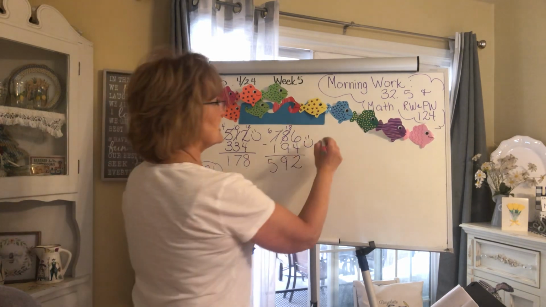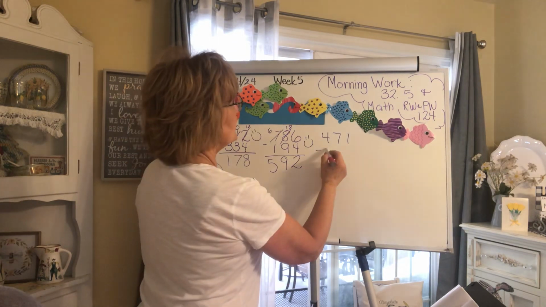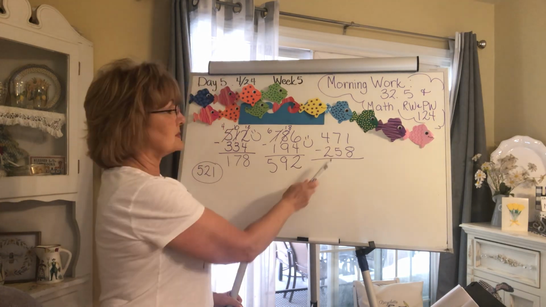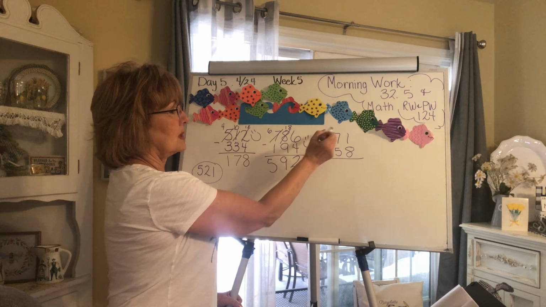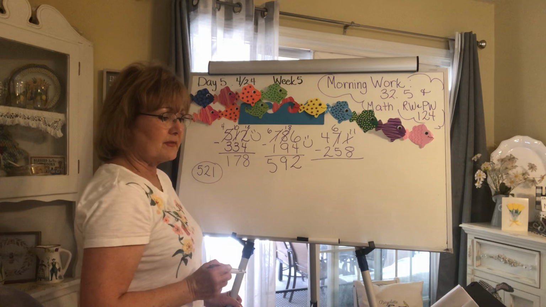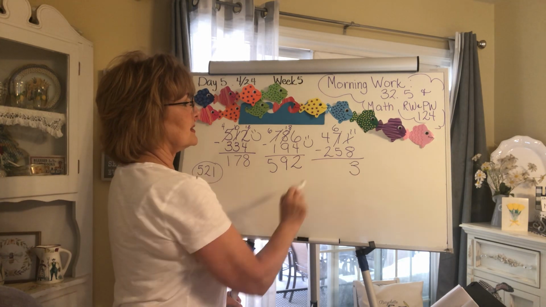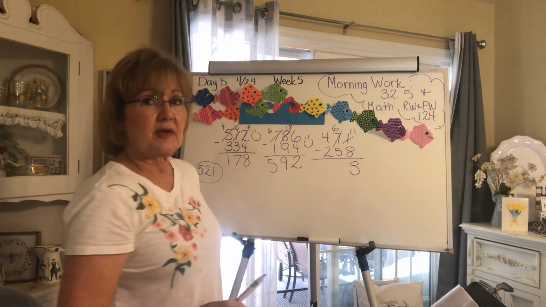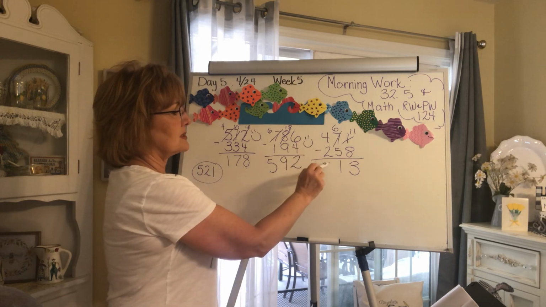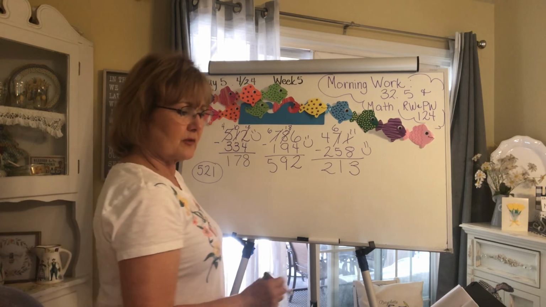All right, 471 minus 258. Hopefully you noticed that there was more on the floor than the 1, so you went right next door. You borrowed. 11 take away 8 is 3. 8, 9, 10, 11. 6 take away 5. 5 is less than 6, so we can subtract. And 4 take away 2 is 2, because 2 plus 2 makes 4, right? Good. So far, so good.